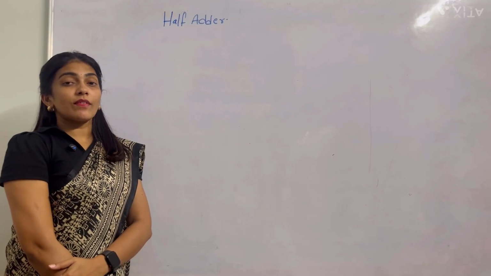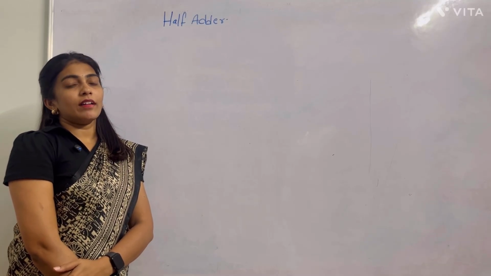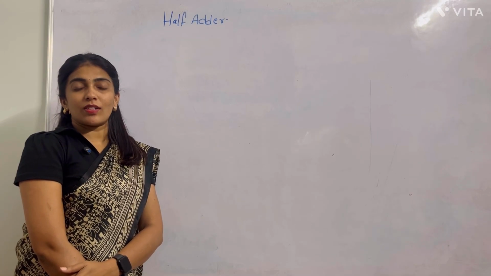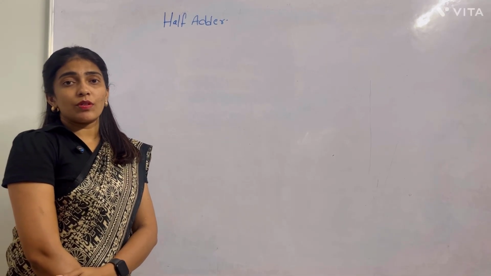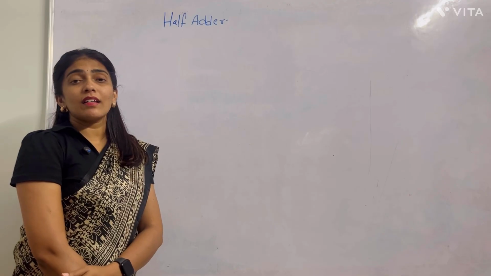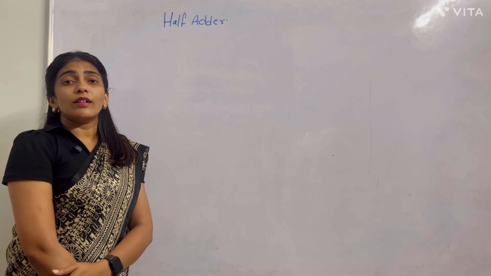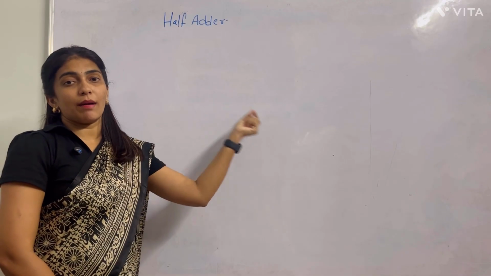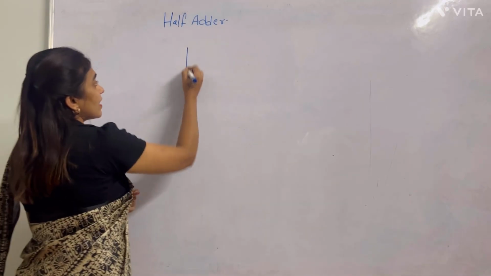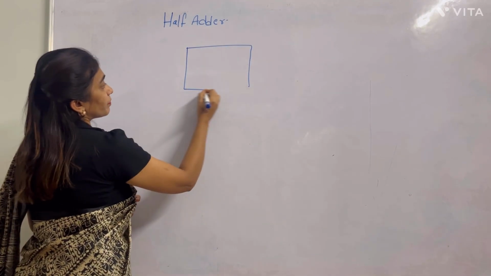Hello students, today our topic is a half adder. A half adder is a combinational logic circuit which has two inputs and two outputs. An adder is used for adding two binary numbers, that is, 1-bit binary numbers. So a half adder has two inputs.